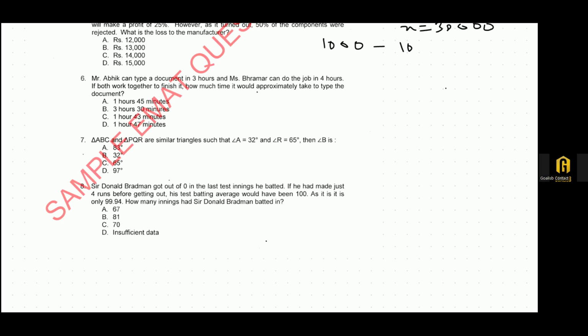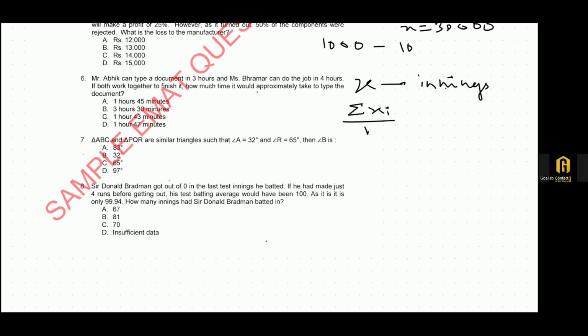So we'll assume that Donald Bradman batted for total n innings. So the sum of all the runs he made, I'm putting a sign of summation. Don't get worried with this. When we calculate the mean, we write it as sum of all observations upon total number of observations will give you the average x bar.